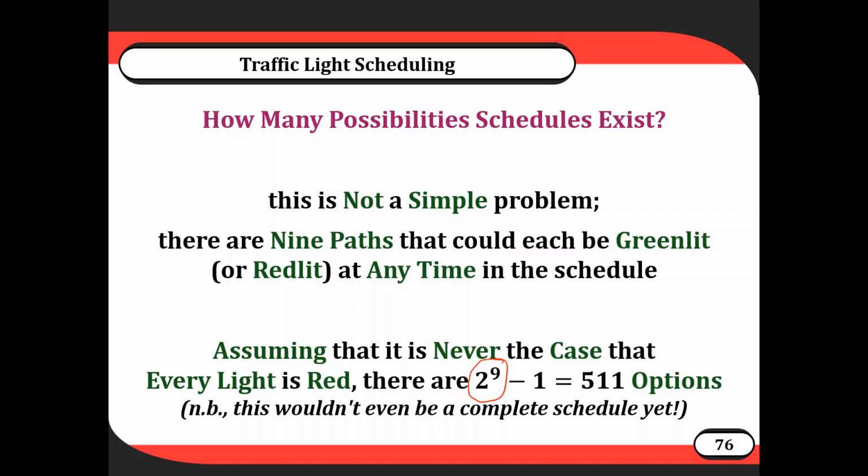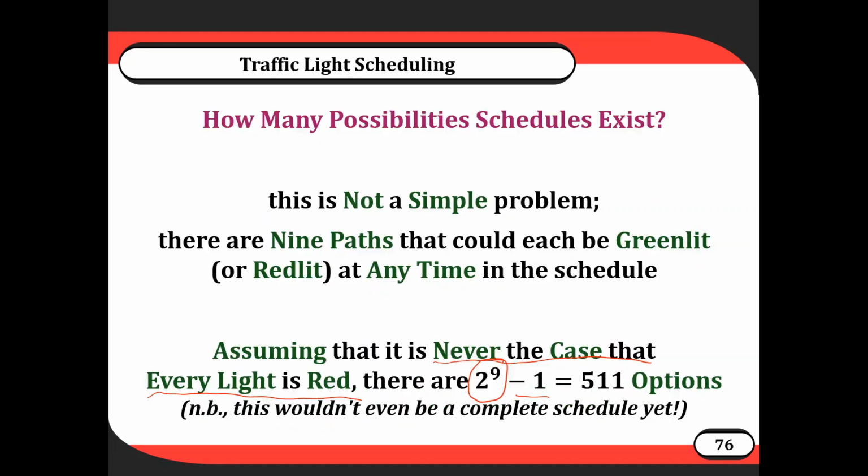However, we're going to assume that it's never the case that every light is red. So we're going to subtract 1. So there are 511 possible schedules. That's not even a schedule. That's just what we should green light at phase 1, let's say. So there's 511 options. That's probably more than you would think.